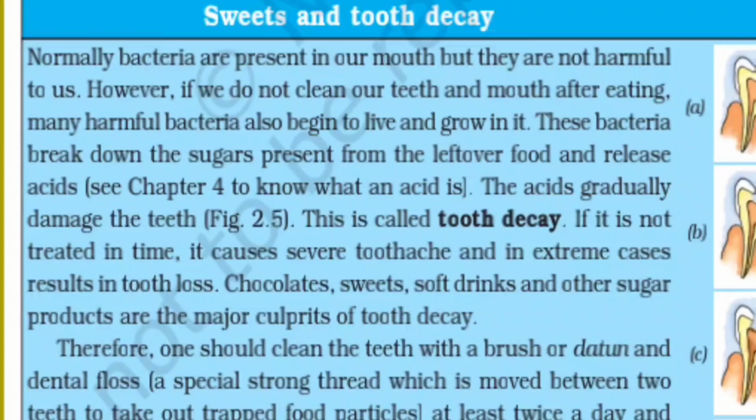These bacteria break down the sugar present in the leftover food and release acid. The acid gradually damages the teeth. This is called tooth decay. If it is not treated in time, it causes severe toothache and, in extreme cases, results in tooth loss. Chocolates, sweets, soft drinks and other sugar products are the major culprits of tooth decay.